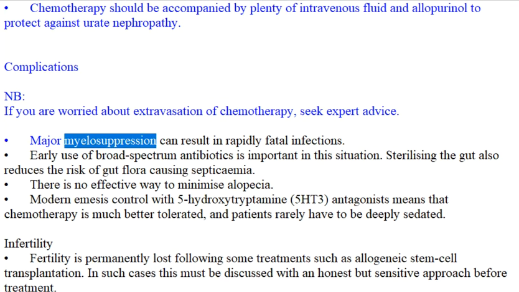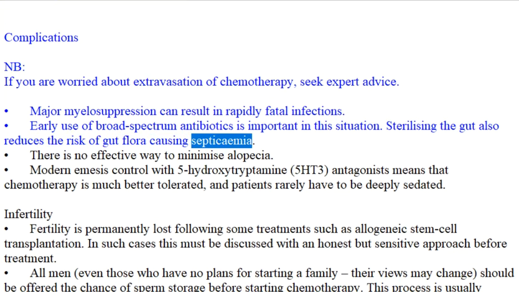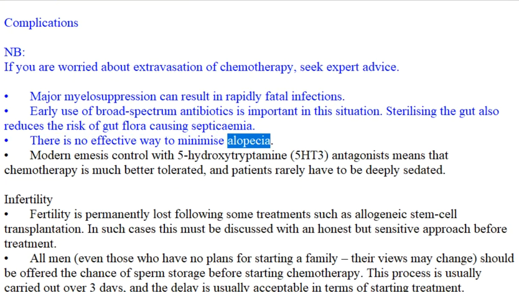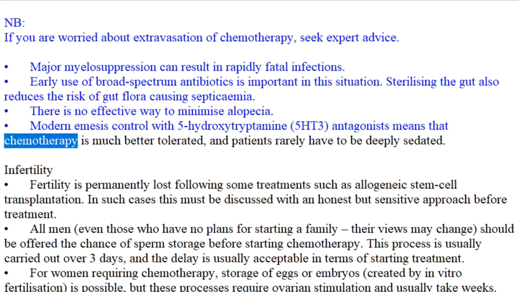Major myelosuppression can result in rapidly fatal infections. Early use of broad-spectrum antibiotics is important in this situation. Sterilizing the gut also reduces the risk of gut flora causing septicemia. There is no effective way to minimize alopecia. Modern emesis control with 5-hydroxytryptamine, 5-HT3, antagonists means that chemotherapy is much better tolerated, and patients rarely have to be deeply sedated.